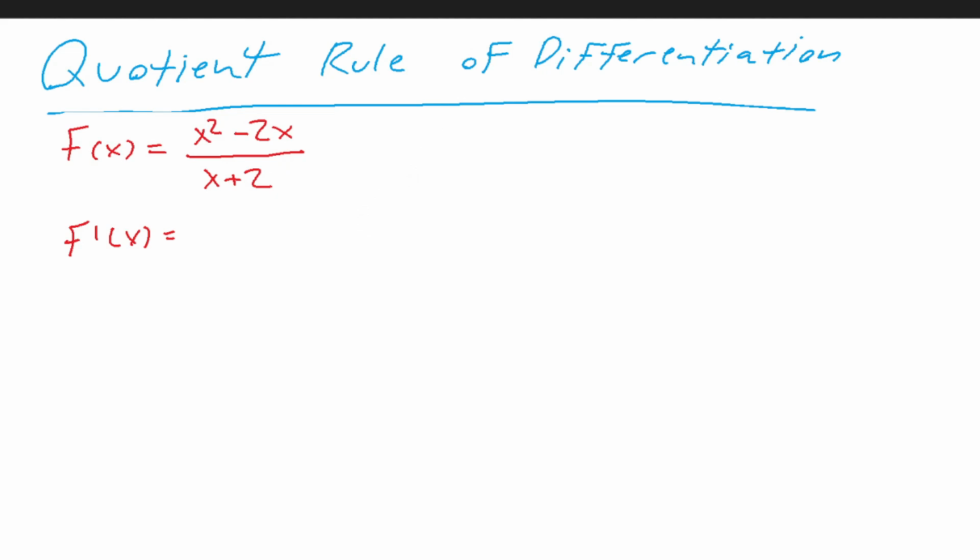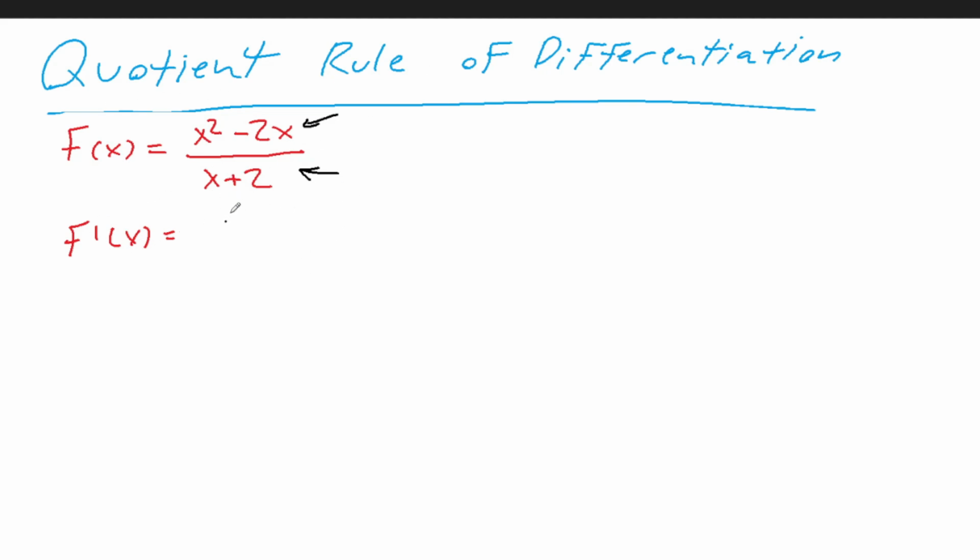Okay, so f of x is equal to x squared minus 2x over x plus 2. We have to remember the quotient rule is going to come into play here because we're dividing two functions, right? We have the top function and the bottom function, and we're dividing them. So we're going to have to use the quotient rule if we want to differentiate it.